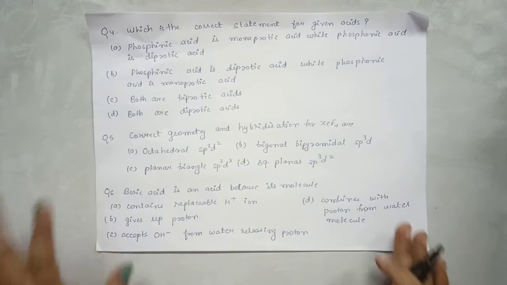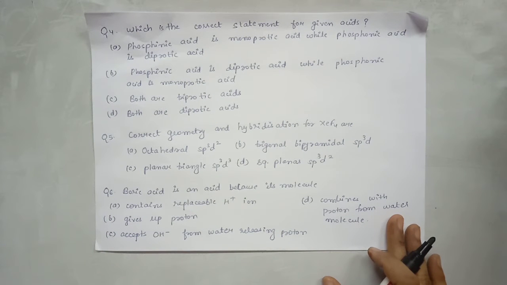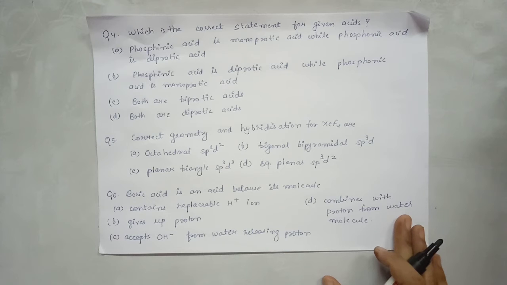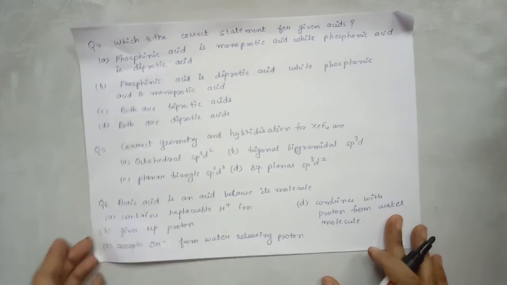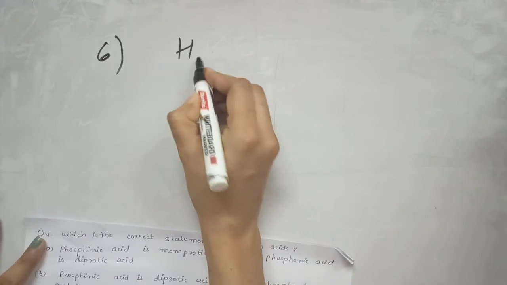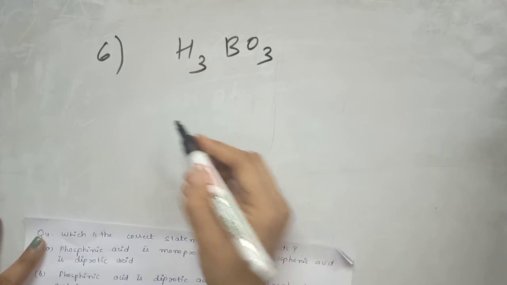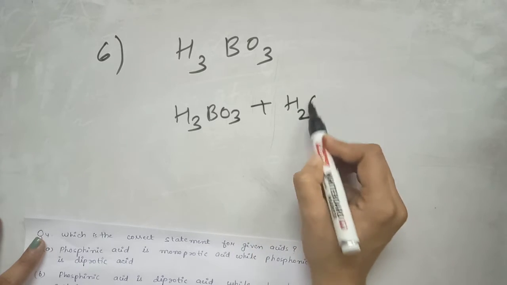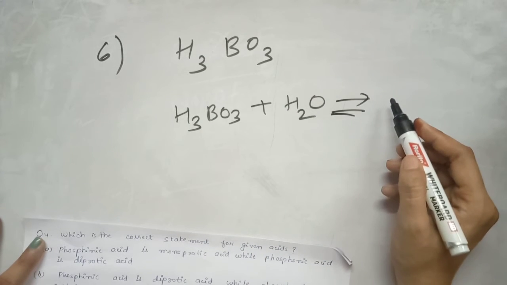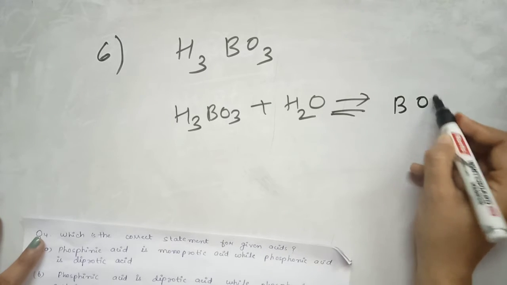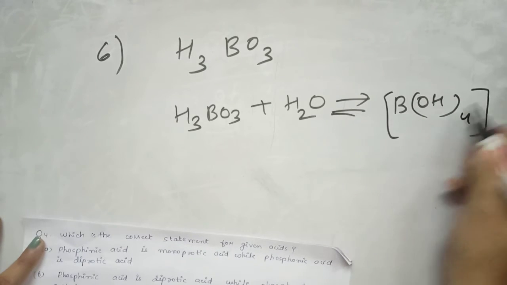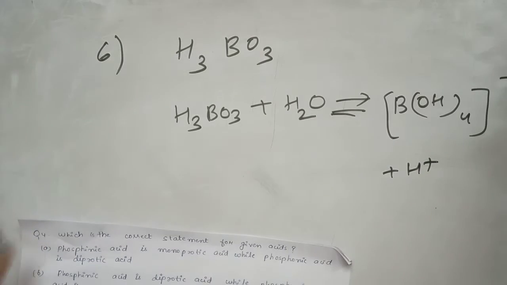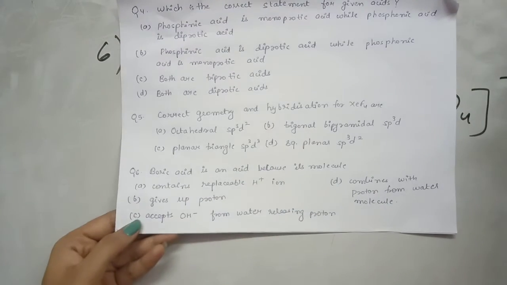Okay, question number 6. Boric acid is an acid because its molecule contains replaceable H plus ions, combines with proton from water molecule, gives up proton, accepts OH minus from water, releasing proton. The formula of boric acid is H3BO3, right? So why is it an acid? H3BO3 basically reacts with water, accepts an OH minus from water and forms B(OH)4 minus and releases an H plus. That's why it is an acid. That means C is the correct option.